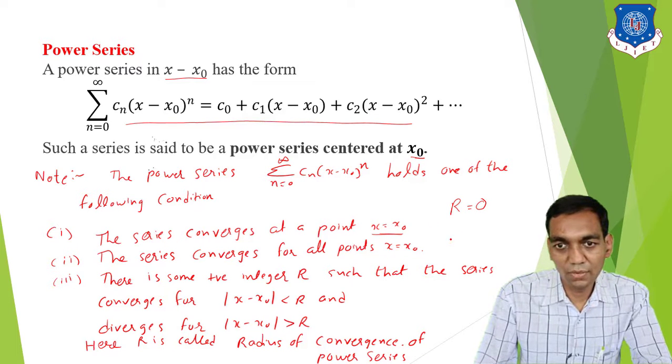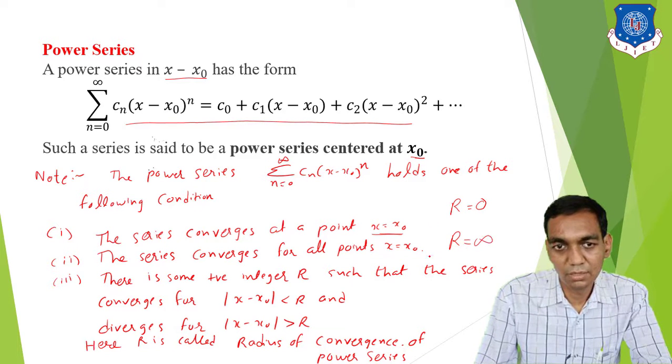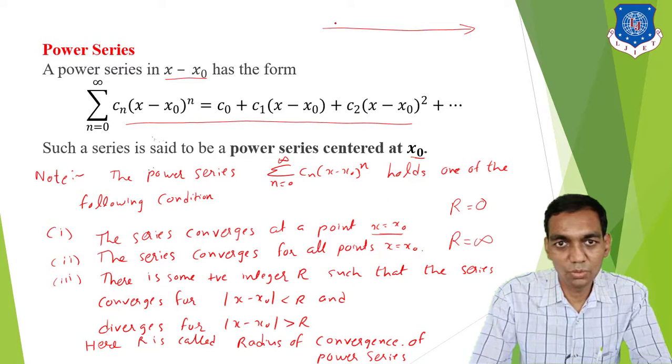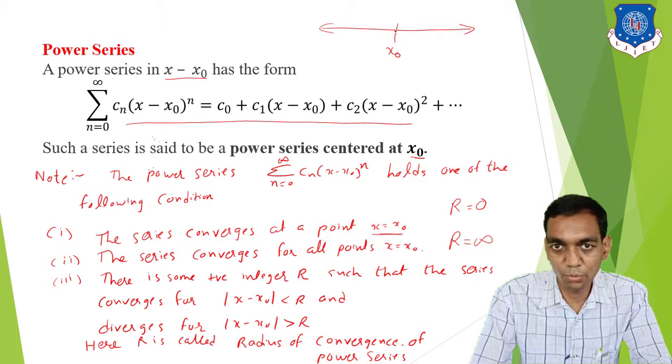Vice versa, if you have R infinite, then in that case the series converges for all points x. So we are discussing the point x0 and R is the radius. If you take an infinite radius, then from point x0 in both directions we have infinite radius. So all the points on the real line are in the interval of convergence, and in that case your series is going to be convergent for all of them.